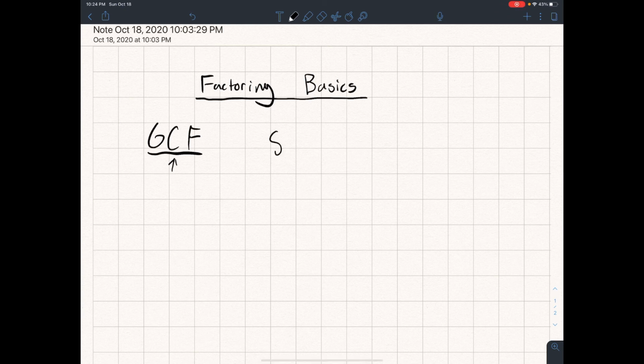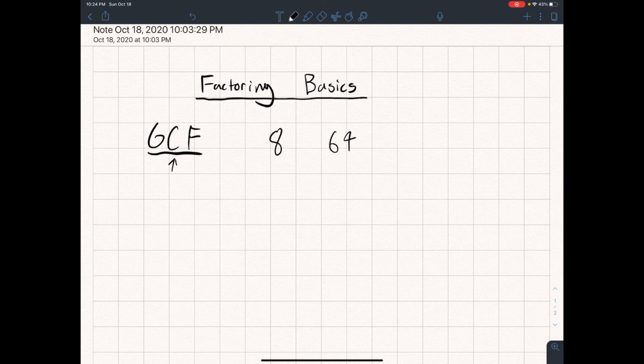So let's say I have 8 and 64. Two different numbers, two separate numbers. Well, what do they have in common? What are some factors they have in common? They're both divisible by 2, they're divisible by 4, but I think the greatest common factor is that they're both divisible by 8.